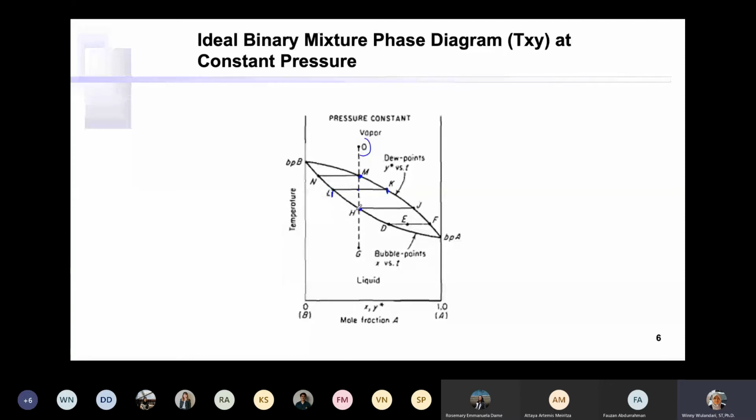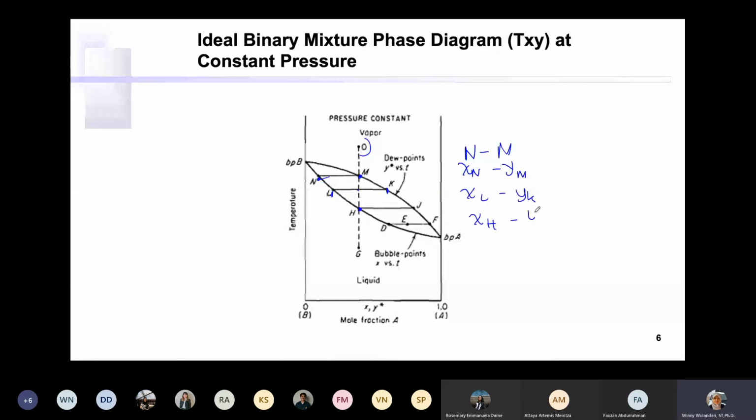Now, in every point in the two-phase region, there is a pair between N and M. Is N liquid or vapor? Liquid. So there is a pair between Xn and Ym. There is also a pair between XL and, which one? YK. And there is also a pair between XH and YJ, and so on.